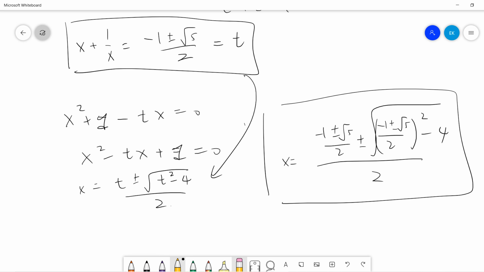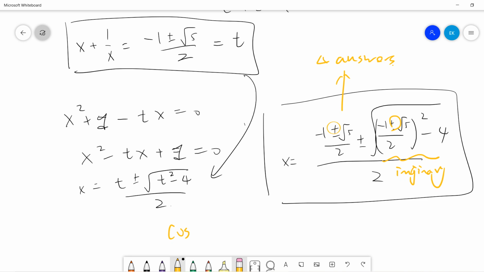If you choose the plus sign here, then you need to be consistent. So there are a total of 4 answers, and this part is imaginary. One can easily show this.